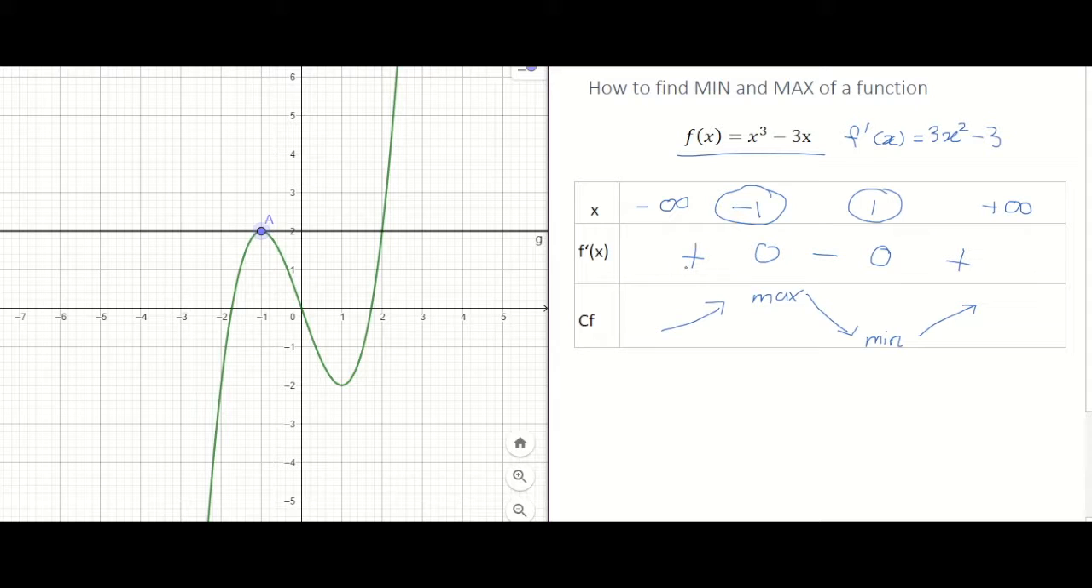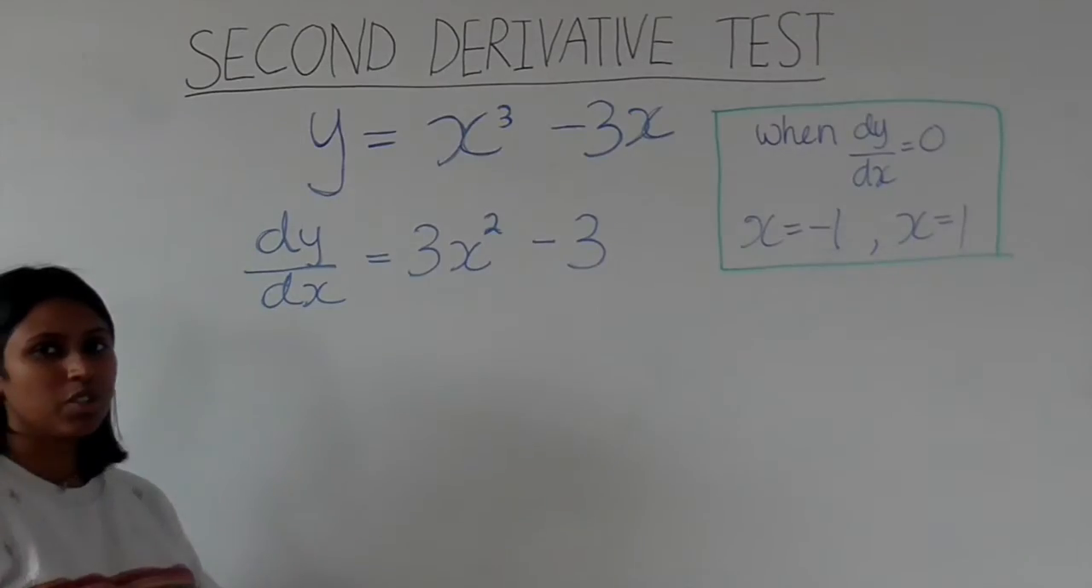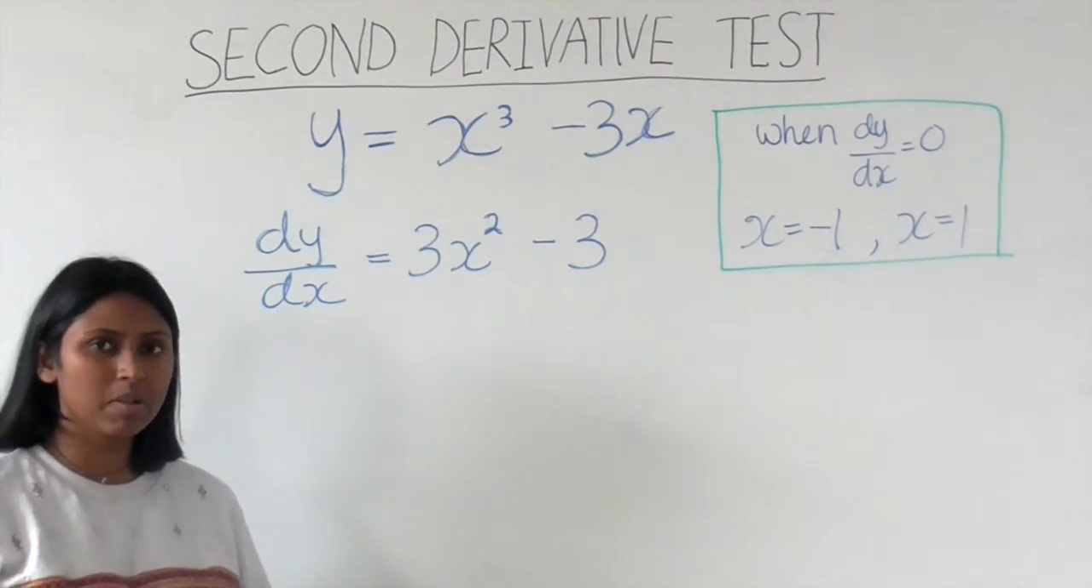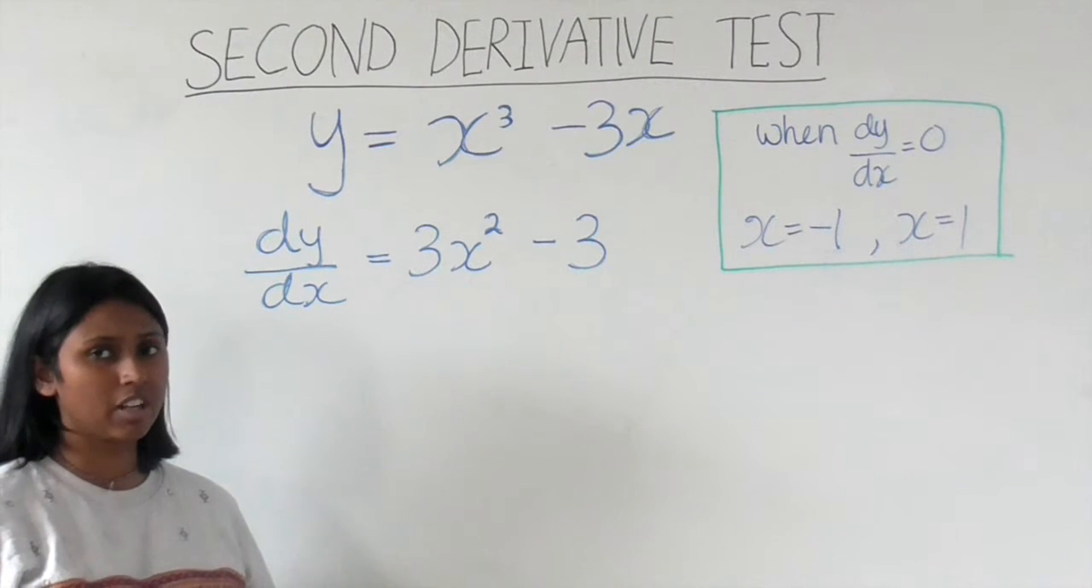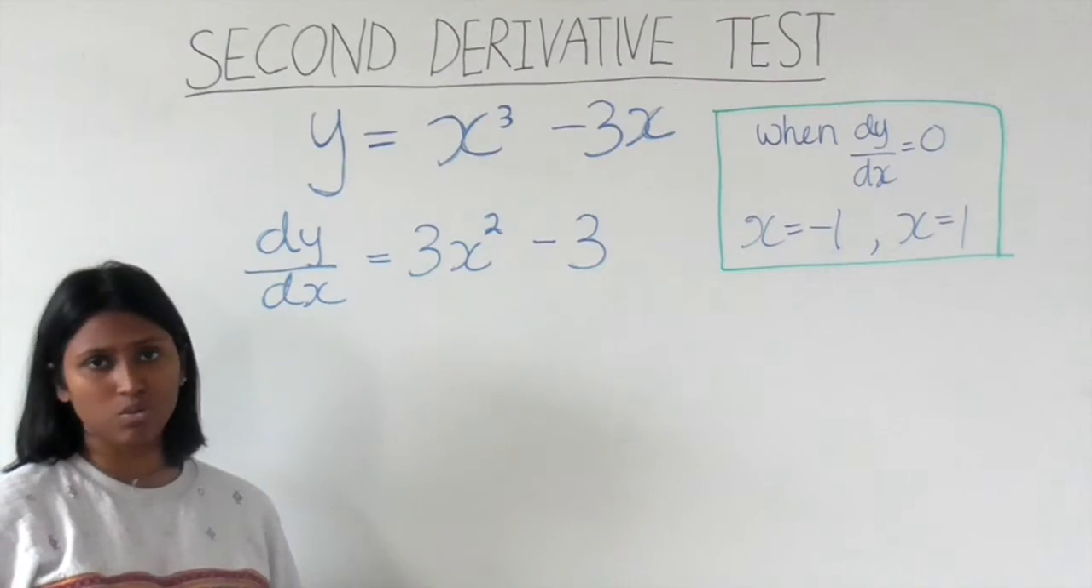If you look in the graph as well, here at x equals minus 1, you can see it is the maximum point, and then here again at x equals 1, it is our minimum point. So we just used the first derivative test to find the minimum and maximum points on a function. But now I'm going to teach you a different method of how to do that.